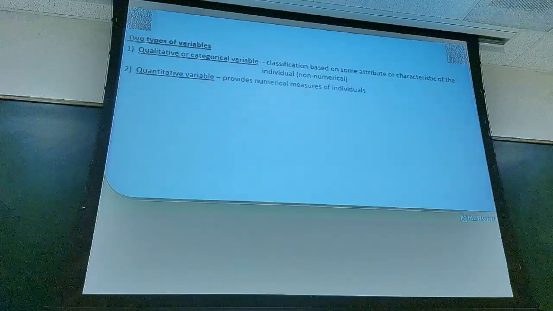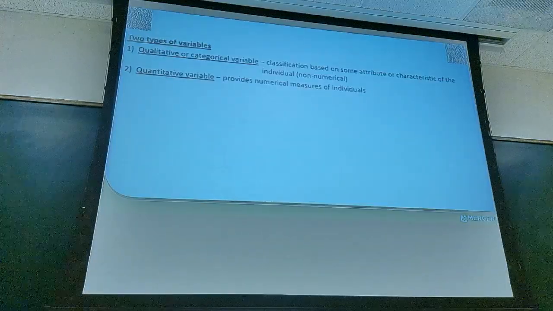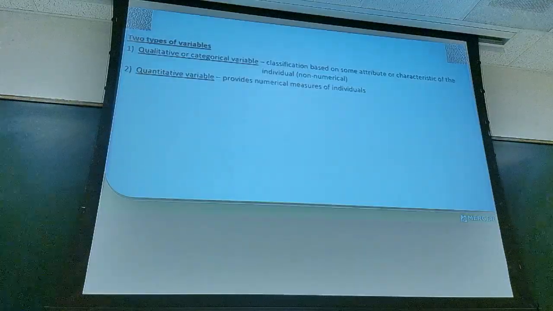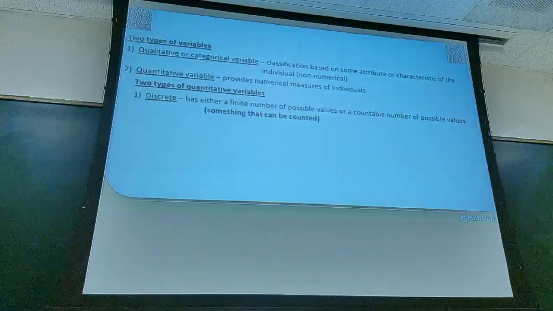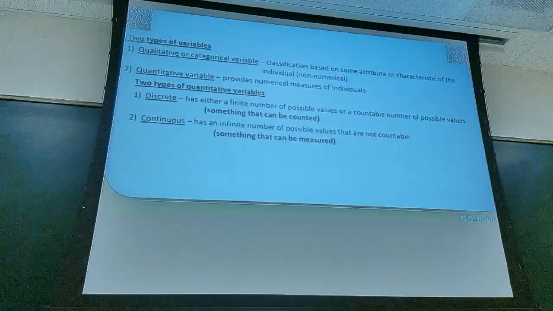Then you have the quantitative, so things like height, weight, salary, those are all numerical. When dealing with quantitative, you have two possibilities. Whole numbers, you can count them, which are called discrete. And then you have your continuous.